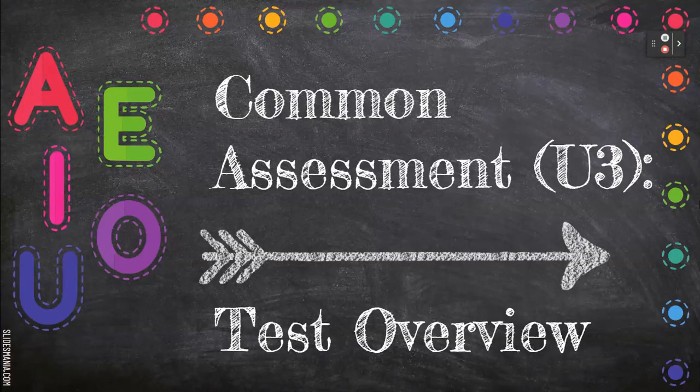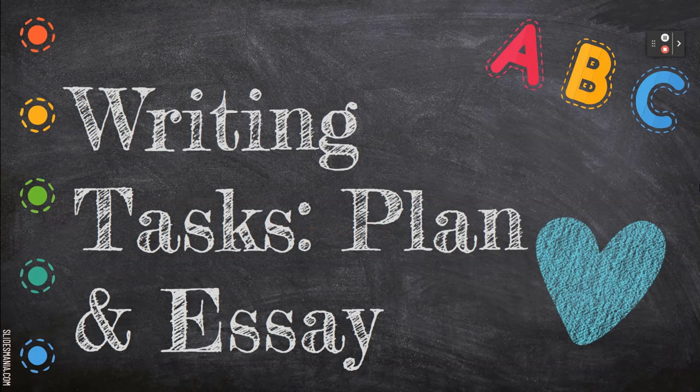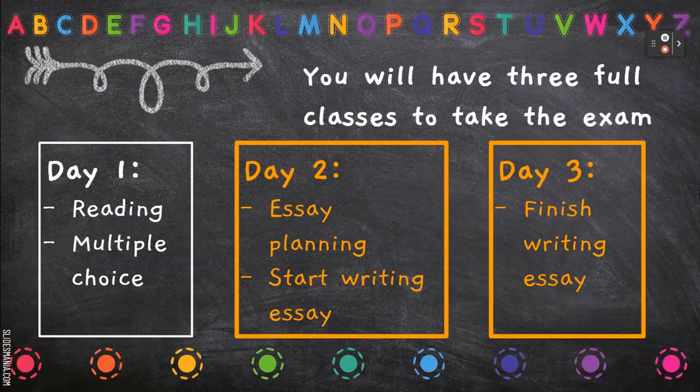We're looking at the common assessment for Unit 3. Let's pick up where we left off last time and talk about the writing tasks. So, how to plan and write your 5-paragraph essay. Now, hopefully you start essay work on day 1, but look at the pacing here. Just know day 2 and day 3, that's all about the essay, right? You start your plan on day 2, you finish that, you begin writing, and then you finish the essay on day 3. That's the pace.